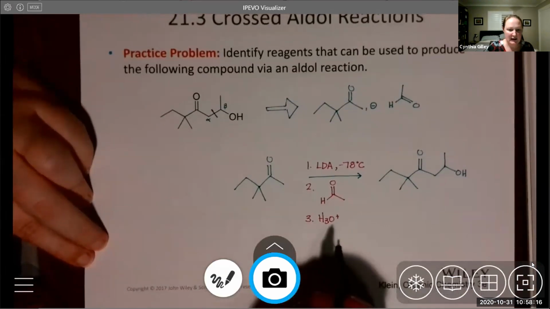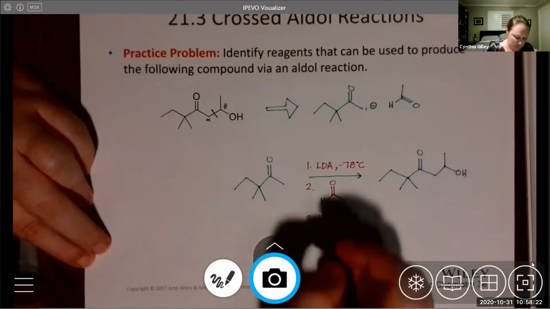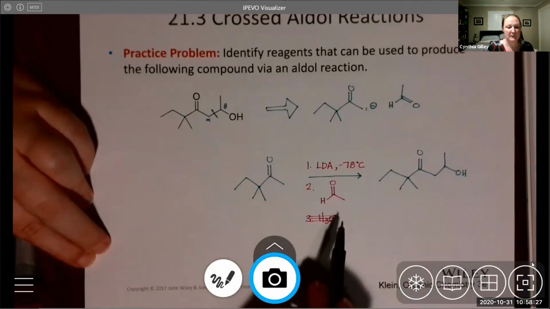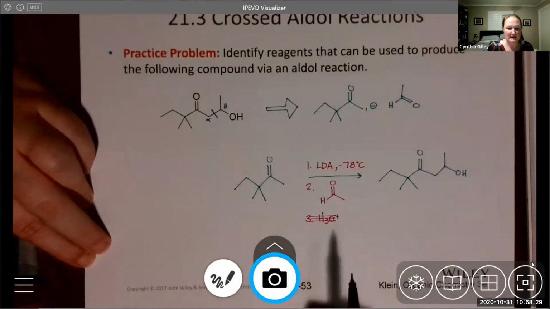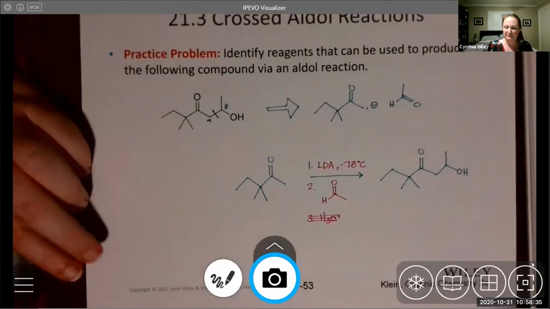Now that I think about it, I actually think that typically water is shown as the proton source for this. So I think the book does not use the acidic workup as part of the reagents to be drawn over the arrow. So I'm going to go ahead and delete that.